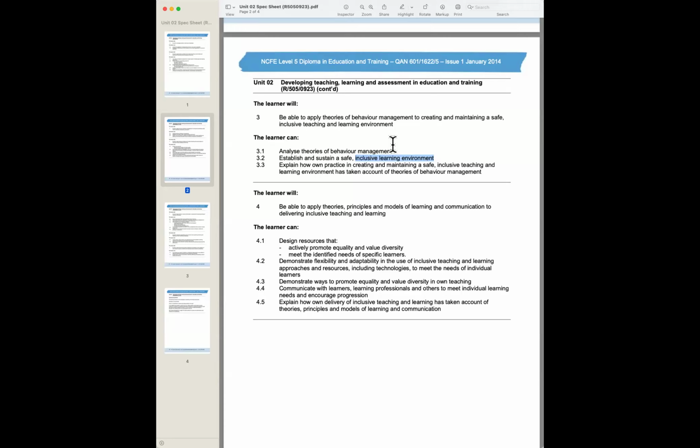So there are 3 or 4 keywords in this particular learning outcome that we need to focus on. One is behavior management, which will finally be related to what is helping us do better classroom management, with the understanding of these theories and understanding what kind of behavior, what kind of attitude, and obviously what makes our learners tick when they are in the class.